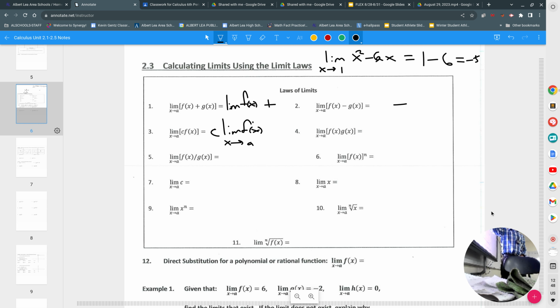It's okay if you have two functions that are multiplied together. You could simply multiply the two limits. If you have two functions that are being divided, you can divide those two limits. If you have it raised to a power, you can just raise that limit to the power. It works exactly the way that we would expect it to. So a couple of limits that we want to talk about are not as obvious.